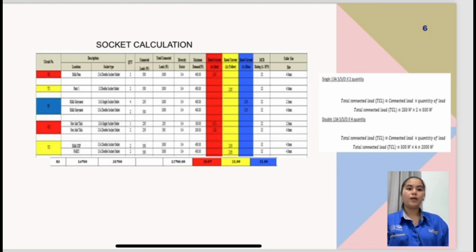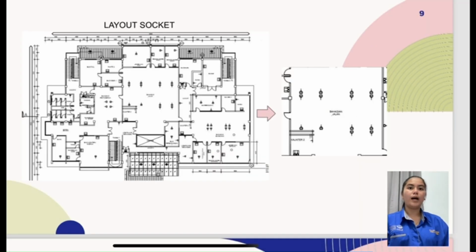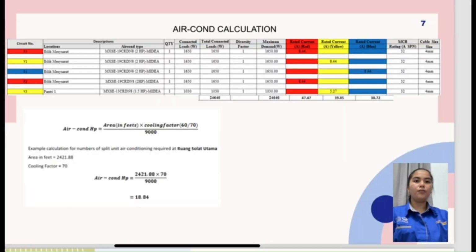Maximum demand is total load multiplied by diversity. So the rated current is maximum demand divided by 230 multiplied by 0.85. So I choose storeroom. Lastly, continue with aircon.